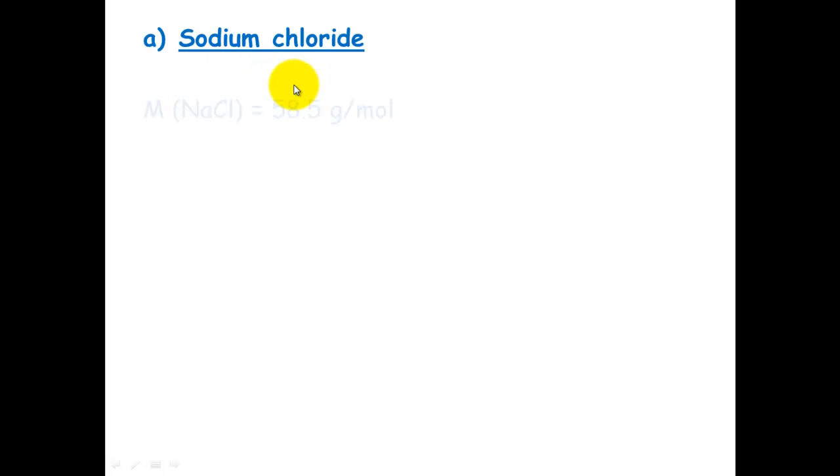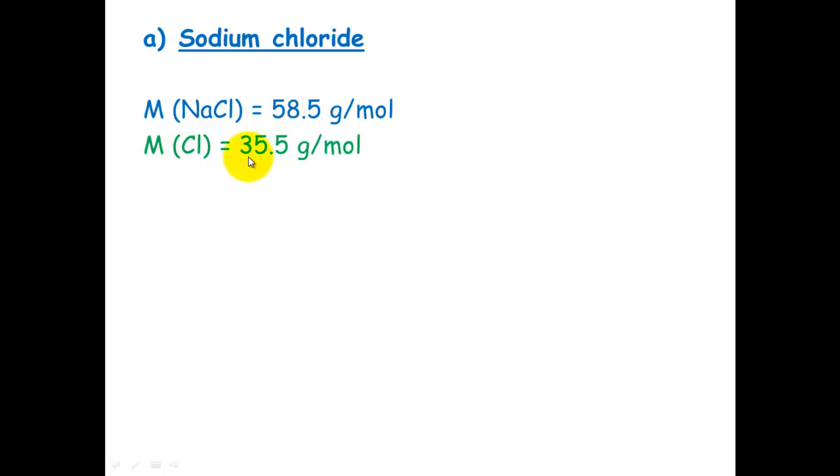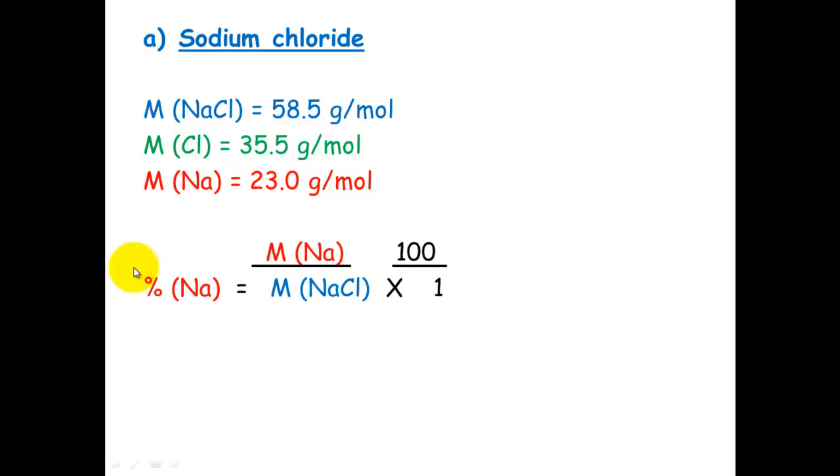So, sodium chloride. Sodium chloride, the total molar mass is 58.5 because chlorine's is 35.5 and sodium's is 23.0. So to work out the percentage of sodium, we take the molar mass of sodium, which is 23, and divide it by the total molar mass of sodium chloride, which is 58.5. So 23 divided by 58.5 times 100 over 1, and that equals 39.3%.